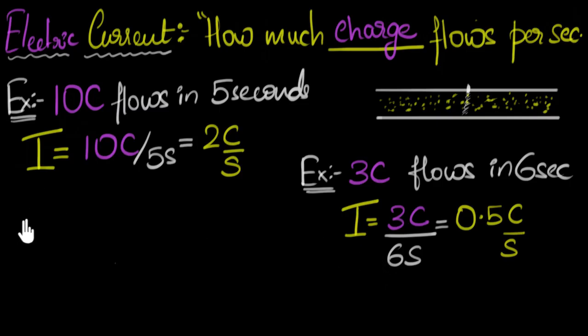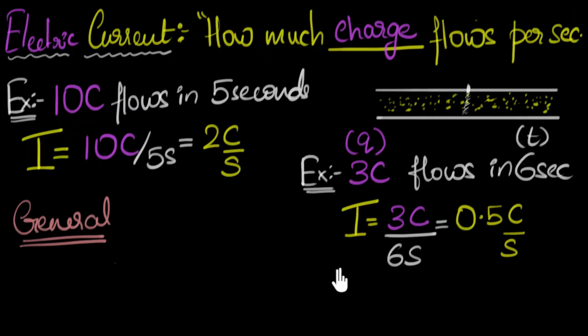So let's generalize this. Let's see if we can come up with a general formula to calculate the current. In general, if we find, let's say, Q amount of charge flows in T amount of seconds, then we can write current in general as the amount of charge Q divided by the time for which you waited, T. And if you look carefully, that's what we did in both the cases. We divided the charge by time. And that's how you calculate the current in general.